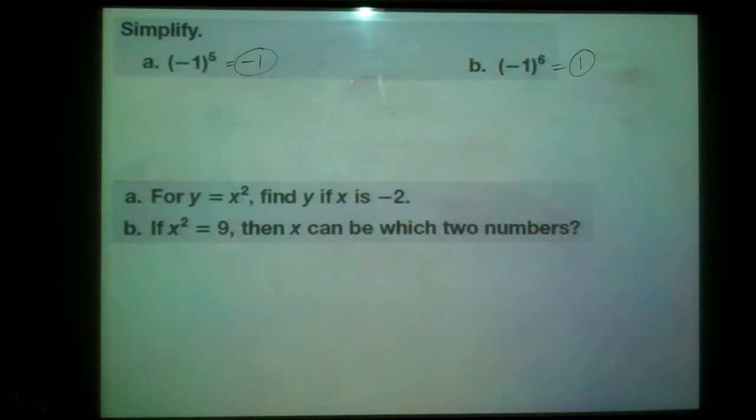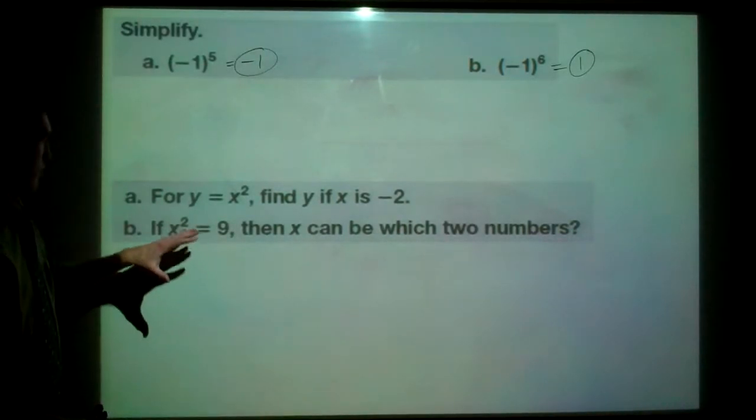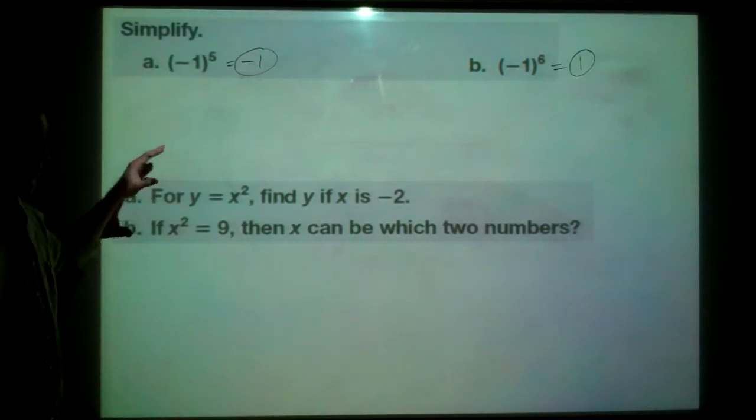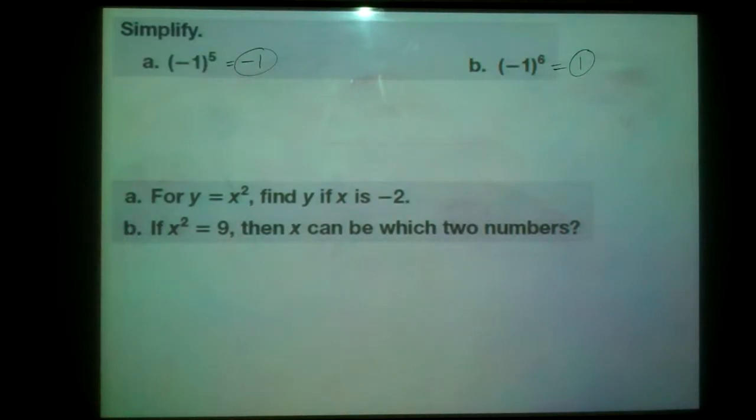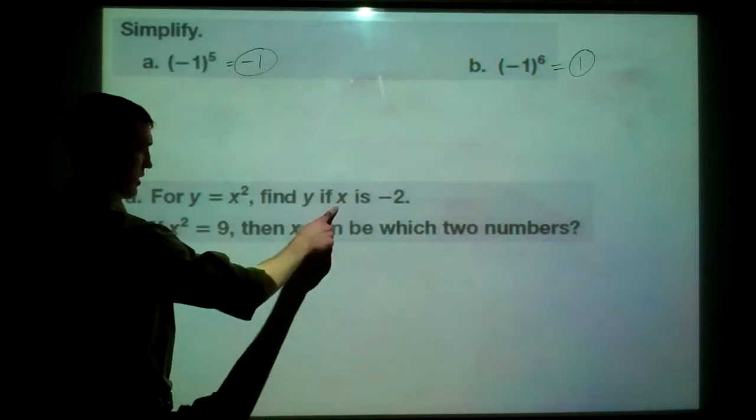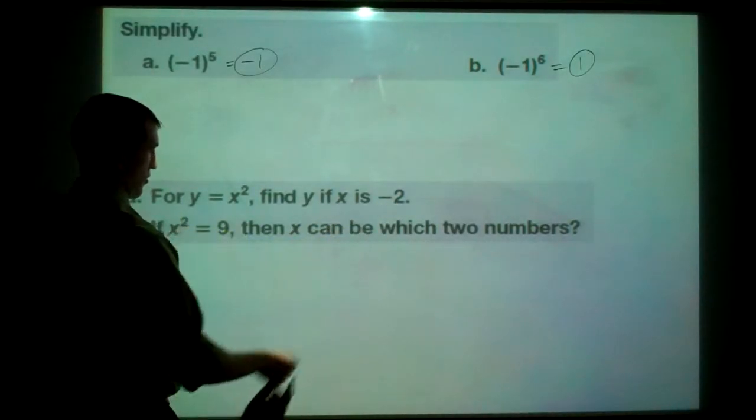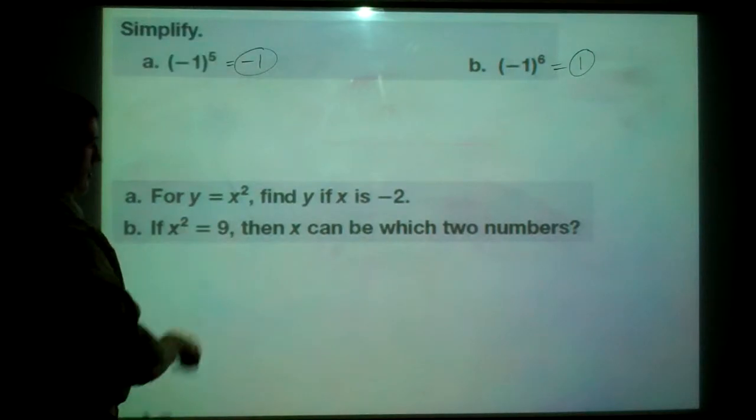Okay, so for part 2 we left off here, or part 1 we left off here. We're starting here for part 2, and we're going to use our knowledge of these exponents to help us figure out these answers. So A, for y equals x squared, find y if x is -2. They're telling us right now that x equals -2.